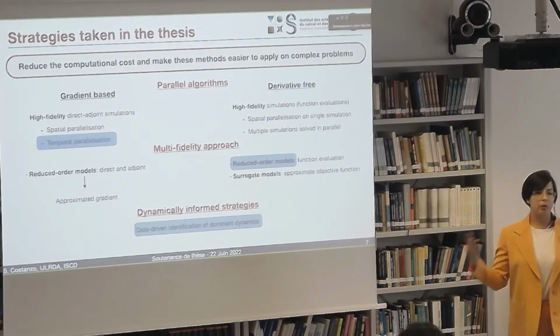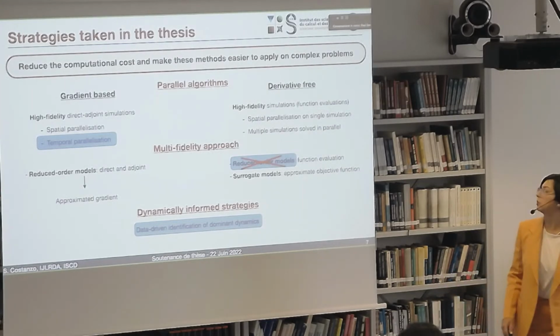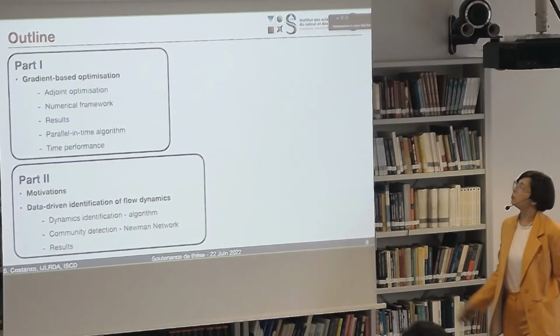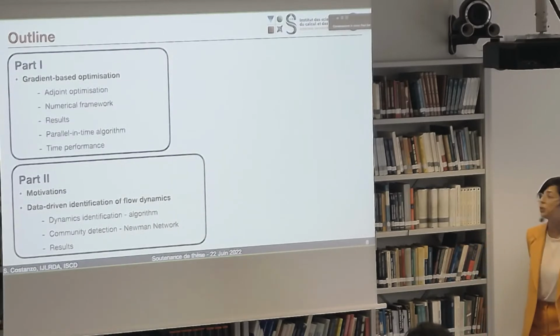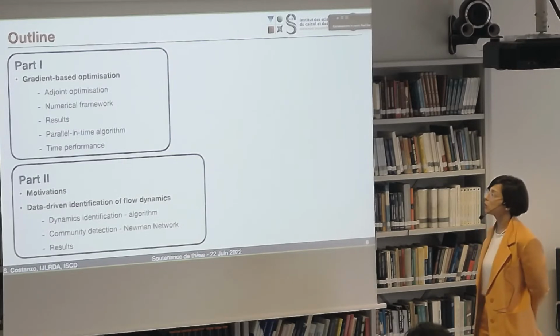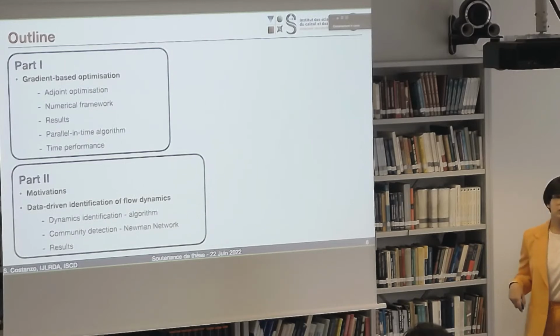These are the three main projects I worked on during my PhD, but for lack of time today, I'm not going to talk about reduced order models. So the talk is organized in two parts. First, we will see gradient-based optimization with the adjoint configuration, and I will present the parallel-in-time algorithm and some results, of course. And in the second part, I will introduce the first results we had with this data-driven identification of flow dynamics algorithm.